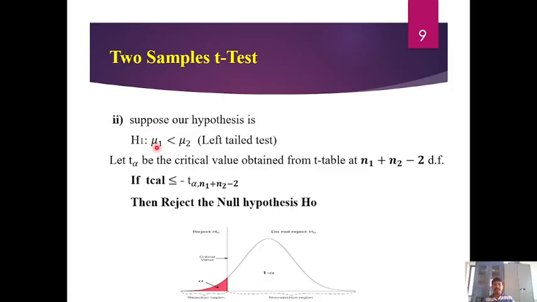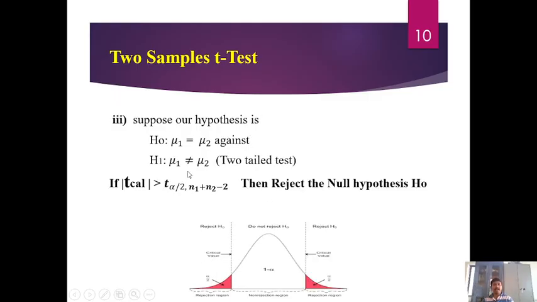If our alternative hypothesis is of less than type, let T alpha be the critical value obtained from T table at n1 plus n2 minus 2 degrees of freedom. Then in that case our table value is negative, and if T calculated is less than T table, then we reject our null hypothesis H0 and say that mu1 is less than mu2. In that case our critical region or rejection region is to the left side of the distribution.